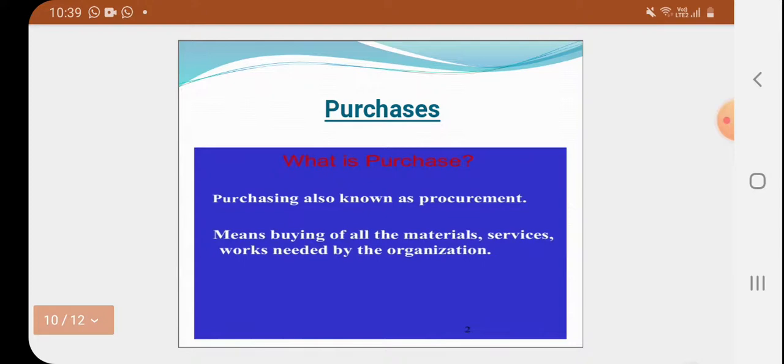Next is purchases. What is purchase? Purchasing, also known as procurement, means buying of all the materials, services, works needed by the organization. So purchases means buying of all the materials and services which is needed by the organization in the process of production, in the process of business activities. That all comes in the term of purchases.